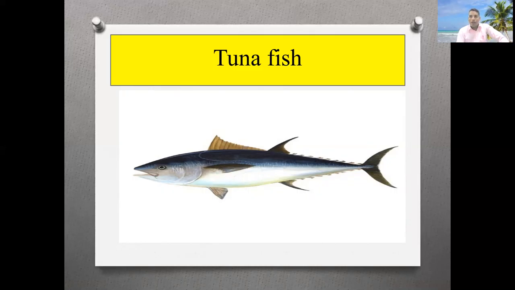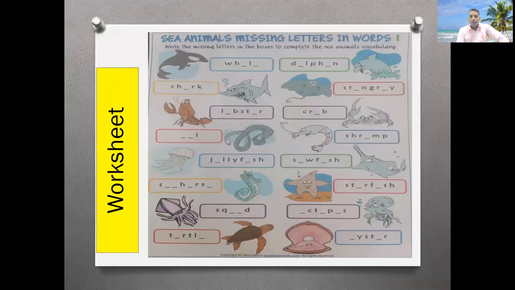Today we learned about seafood, the animals, many things we use in our daily life, but sometimes we don't know the name of that animal. So today we have learned about seafood, sea animals, and I am giving you a worksheet, because after I teach I want to know whether you understand my teaching or not. If you don't understand, watch this video 2 times, 3 times, again and again, and then you can use it in your daily life.